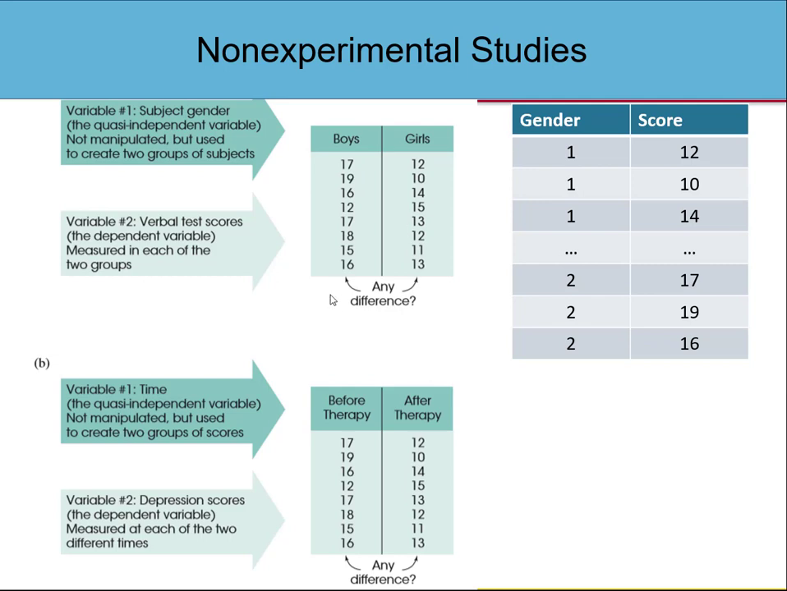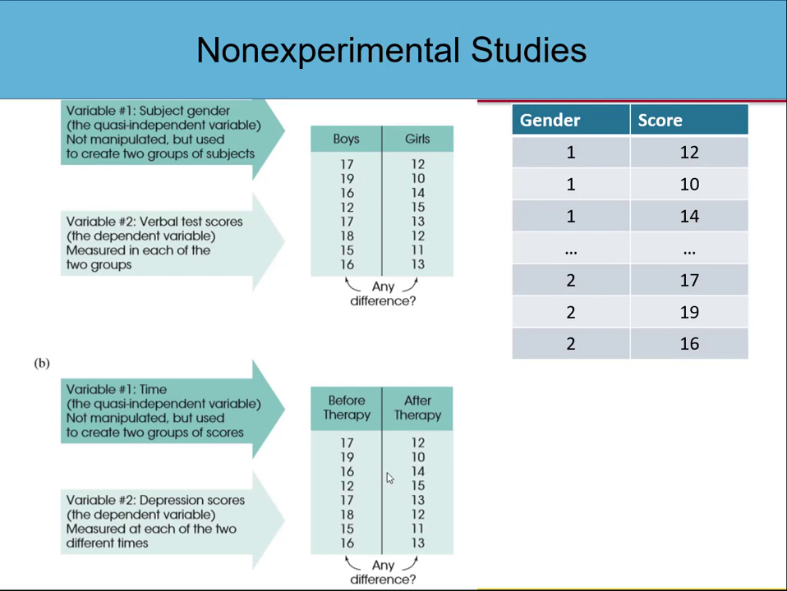All right, so here's some non-experimental studies, and I just wanted to show you. So here's one. Subject is gender. The quasi-independent variable is gender. It's not manipulated, but it's used to create two groups of studies. The dependent variable is test scores measured in each of the two groups. And again, you would do it the same way. Gender would be 1s and 2s, and then the scores would be listed in the second column in SPSS.